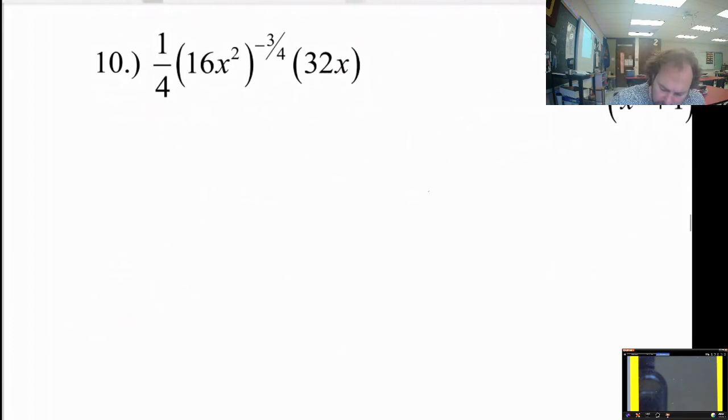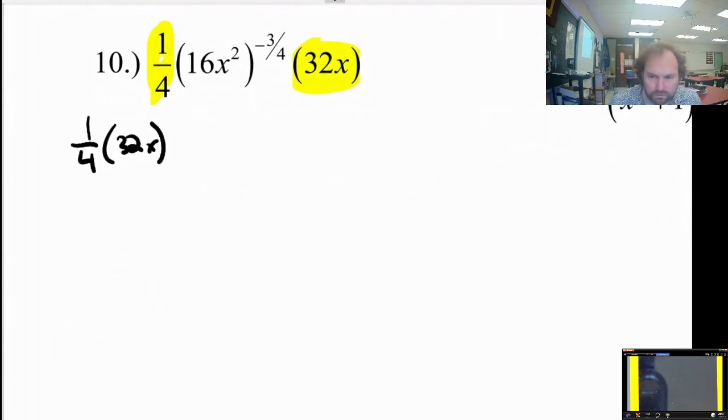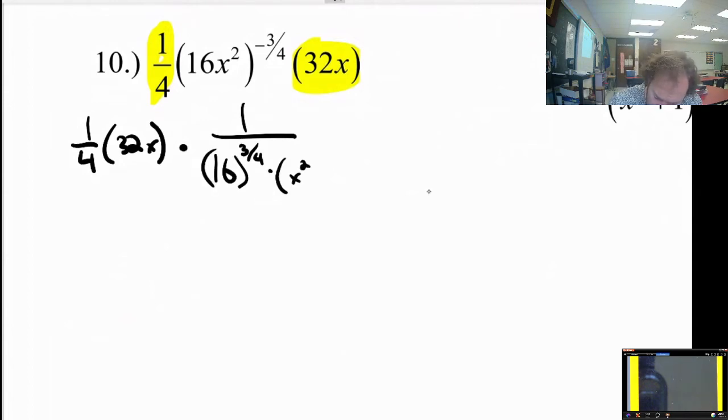I think what's important in this problem, let's go ahead and take all the non-exponent related stuff and gather it together over on the left. Let's do 1/4 times 32x. That's just 8x. We can deal with that later. Meanwhile, we got a bigger fish to fry. I'm going to go ahead and combine the first two steps of the last couple problems. We have 16 to the 3/4 power, positive 3/4 because it's on the bottom of a fraction now, times x squared to the 3/4 power.